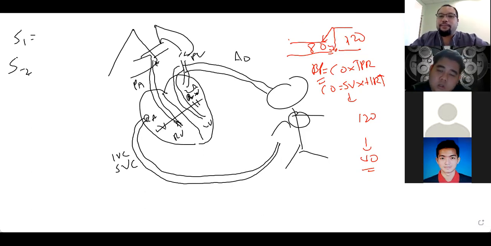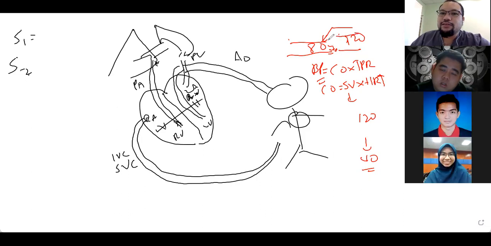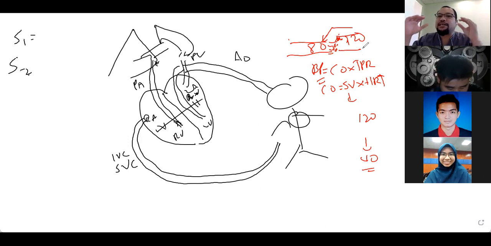Tapi cuba kalau condition yang systolic BP turun. Systolic BP jadi 100 contohnya. Diastolic maintain 80. Dia dekat. Bila dia dekat apa jadi? Dia jadi thready pulse. Sebab apa? Sebab dia dekat je. Walaupun you nampak diastolic BP dia maintain. So what affects pulse is actually the pressure gradient. Berapa different between systolic dengan diastolic.